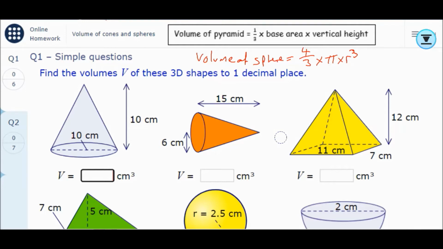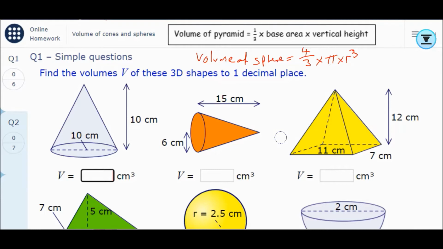So we're going to look at volume of spheres and volume of pyramids and cones. It's the same formula for cones and pyramids, and volume of spheres is a different one. If I can find the base area on a cone or a pyramid, whether that be a triangular based pyramid or a square based pyramid or rectangular based pyramid, I multiply it by the vertical height, and then divide it by 3 or times it by a third. So there are 2 different ways you can write it.